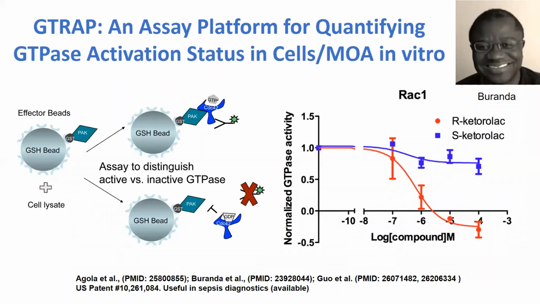Tione Baranda created GTRAP, which is a general assay platform for quantifying GTPase activation status in cells. GTRAP provides insight into the mechanism of action of small molecules in cells in vitro. In this case, effector beads can capture the active form of the GTPases. The active form of GTPase is detected by a fluorescent antibody when the effector complex with the GTPase is assembled. When R-ketorolac is made available within cells, it reduces the level of GTPase as compared to S-ketorolac.